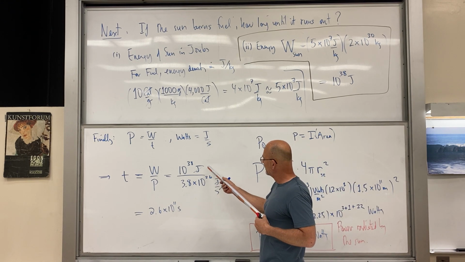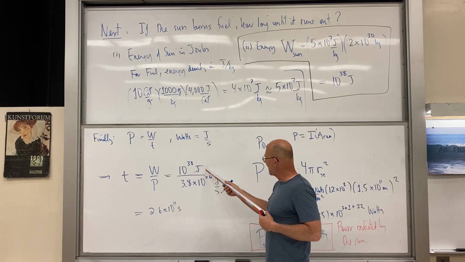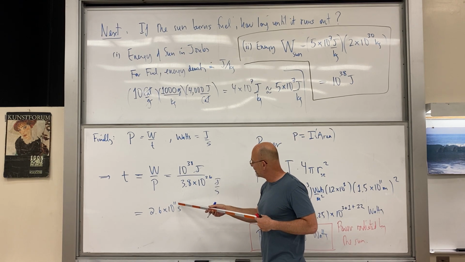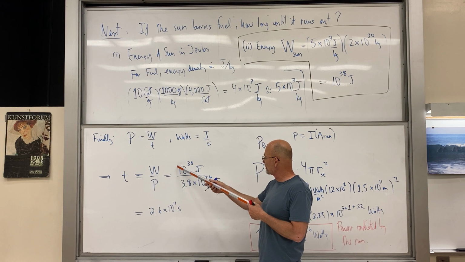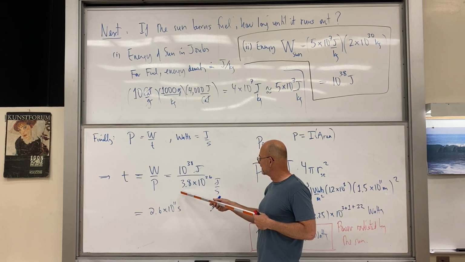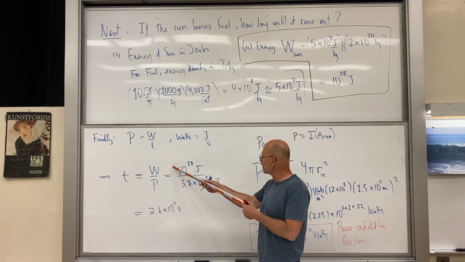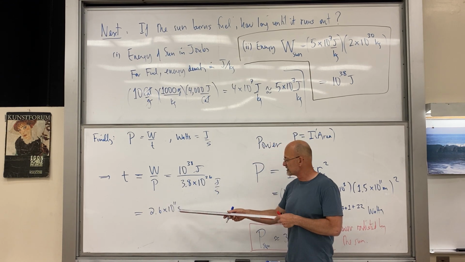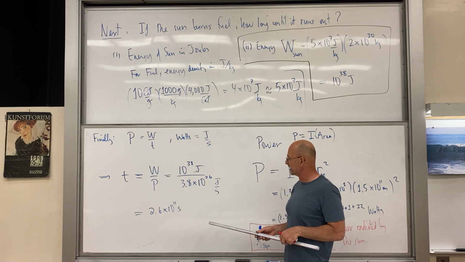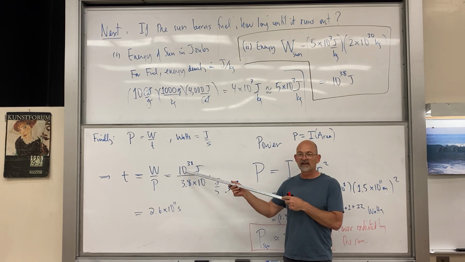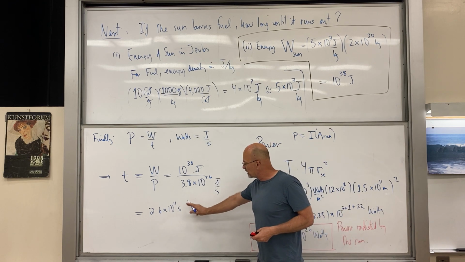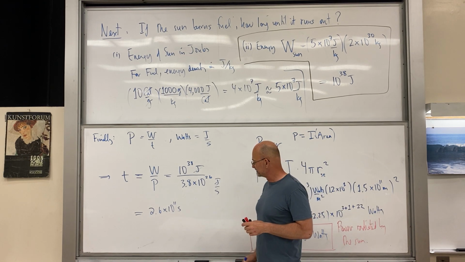But actually, 38 minus 26 is 12, and 10 over 3.8, or 1 over 3.8, is less than 1. That does it. So 2.6 times 10 to the 11. Go ahead and plug that into your calculator, see what you get. Should be close. And then we want to convert this to years.